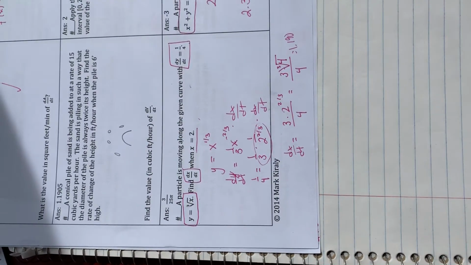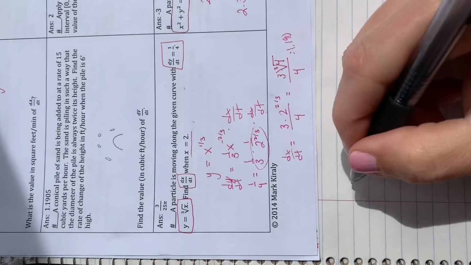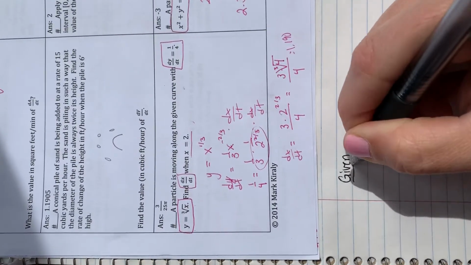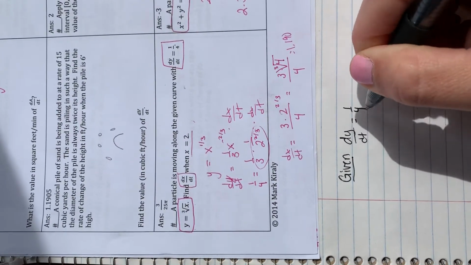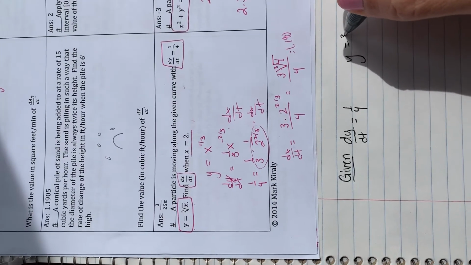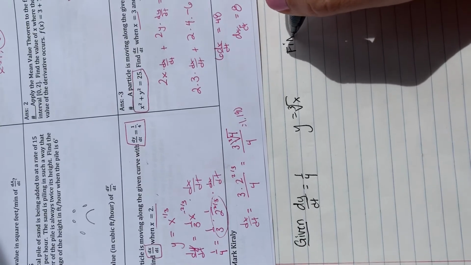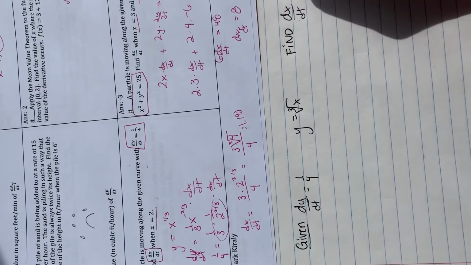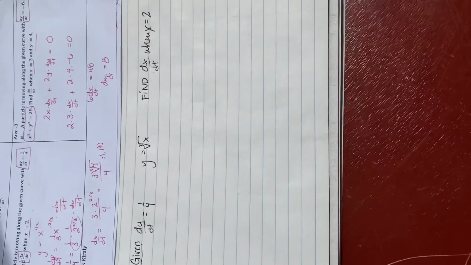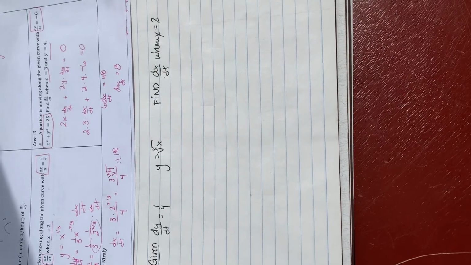This is the setup for a related rate type problem. They're not making you figure out everything, but basically they're saying you're given that dy dt is 1/4. You're also given that y equals the cube root of x, and you're asked to find dx dt when x equals 2. This is a good question to do before you really get into related rates, because it puts everything together without having to synthesize information from an actual problem.